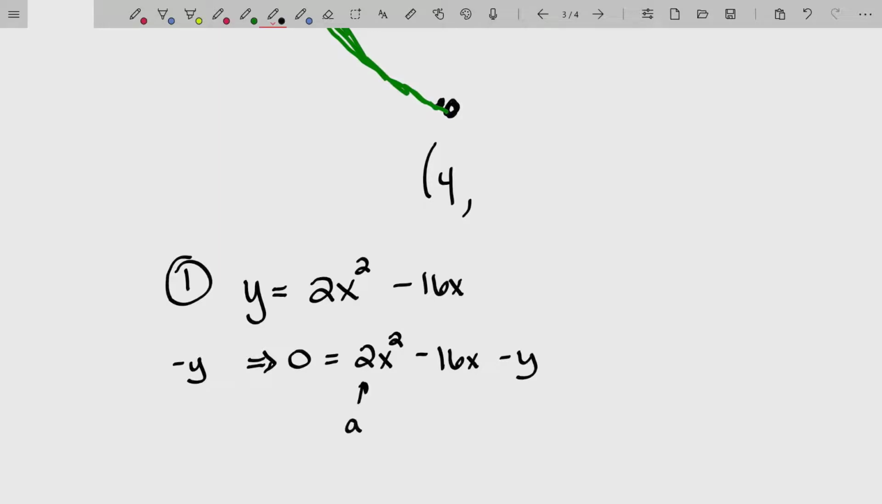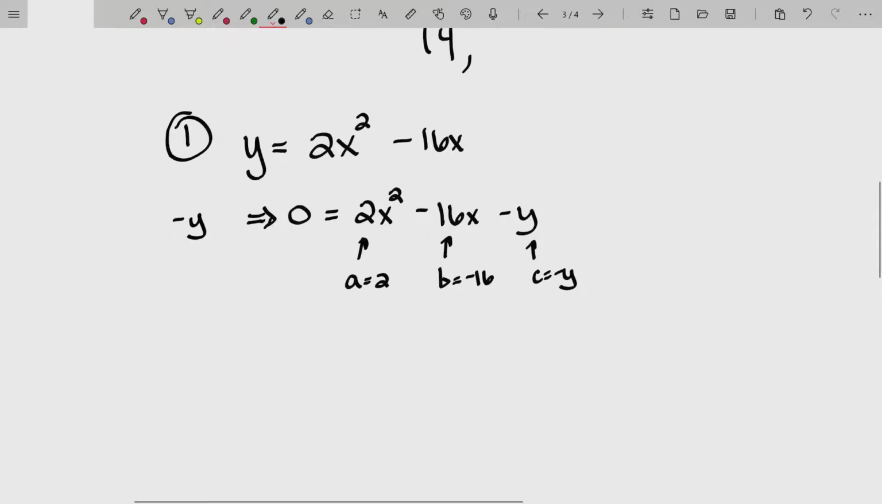The role of A is being played by 2. The role of B is being played by -16. And the role of C is being played by -y. You could totally do that. It's totally fine. And I could solve this equation for x just by using the quadratic formula. So the quadratic formula gives me the following.